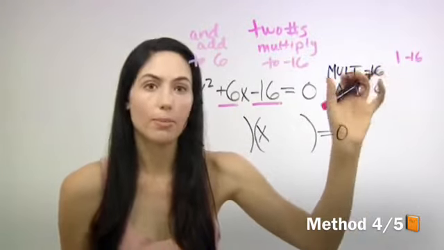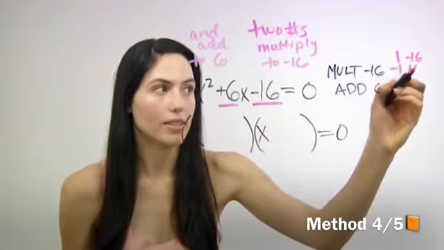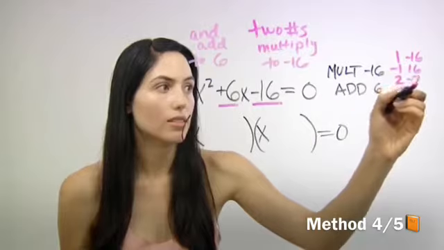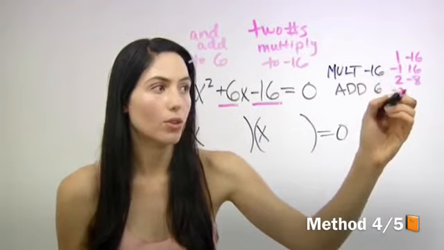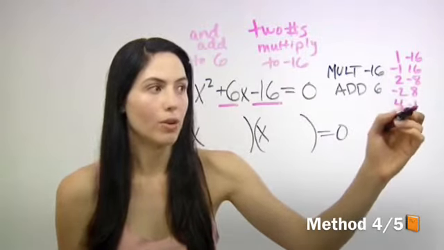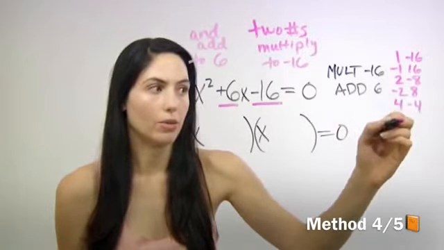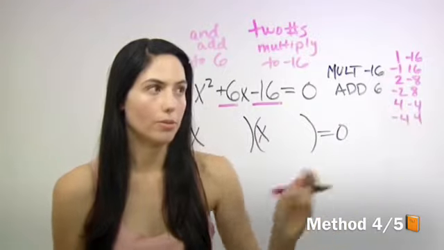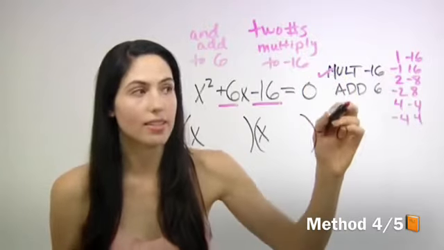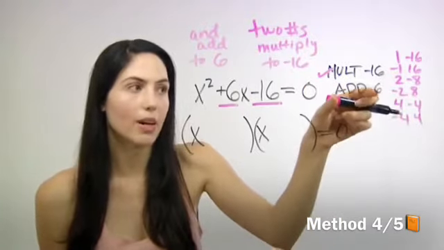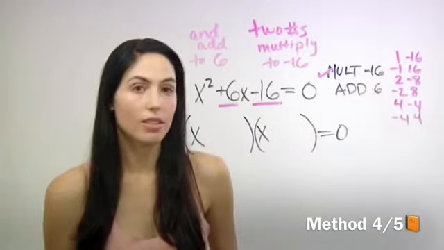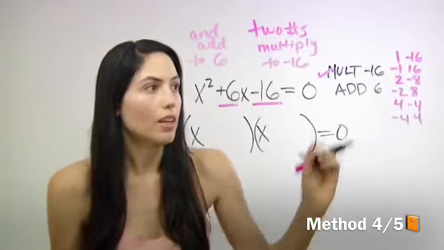We could have flipped signs, negative 1 and 16. We could have 2 and negative 8. Flip the signs, negative 2 and 8. We could also have 4 and negative 4, or the opposite, negative 4 and 4. Okay, so you've made a list of all numbers that multiply to negative 16. Now let's look at the other requirement. You need to find which ones add to positive 6. So let's check them.